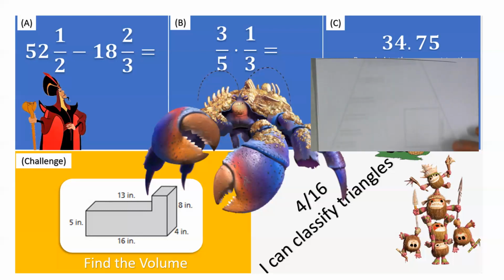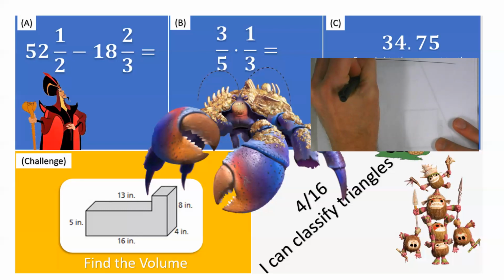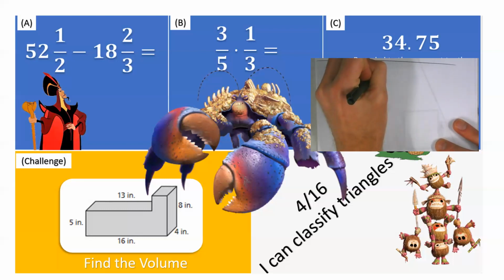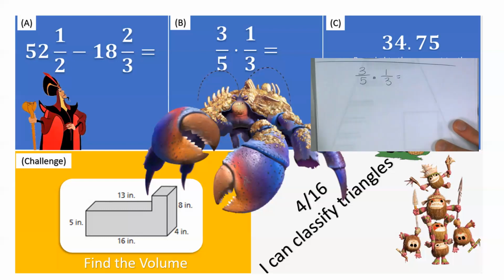B, we are going to multiply fractions. We want 3/5 of 1/3. Of course, our answer is going to be smaller than 3/5. It's going to be smaller than 1/3 because we're taking 3/5 of a third, or we're taking a third from 3/5. So the answer is going to get smaller.